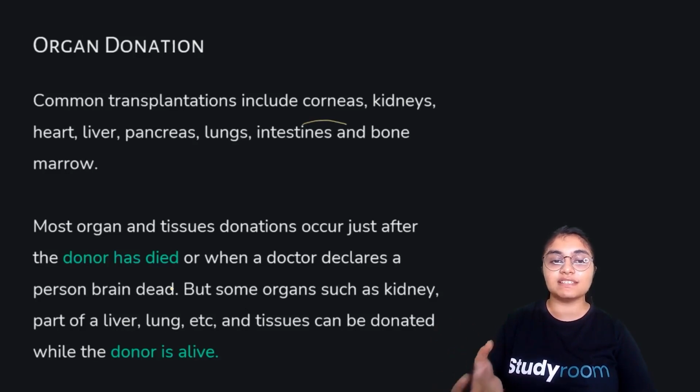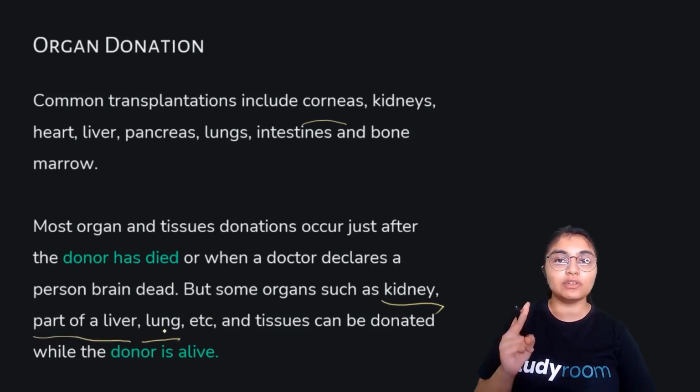But some organs such as kidney, part of a liver, lung, etc., and tissues can be donated while the donor is alive also. Since we have two kidneys, we can donate one kidney and the other person can definitely continue living his normal life after that. Then we can donate a part of our liver, and we can also donate a lung, because we have two lungs. So all the organs that we have two in number can be donated, and also the liver.